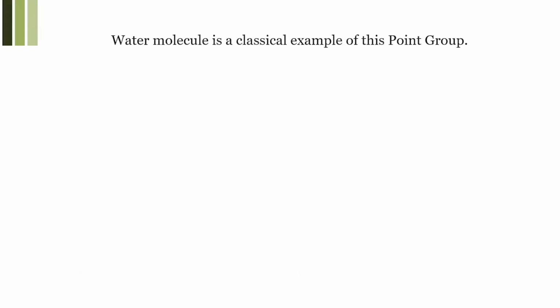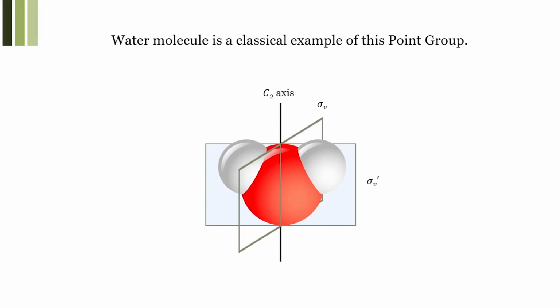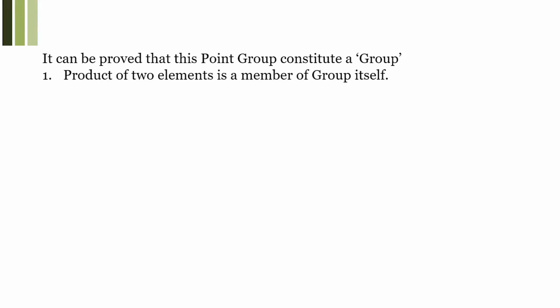As we know, water is a very classical example of this kind. This angular molecule has a C2 axis and two planes as defined in this diagram. So now if we want to say that this constitutes a group, we would apply the conditions of group theory. As defined earlier, the product of two elements is a member of the group itself. It means you take the product, or the square of the element.